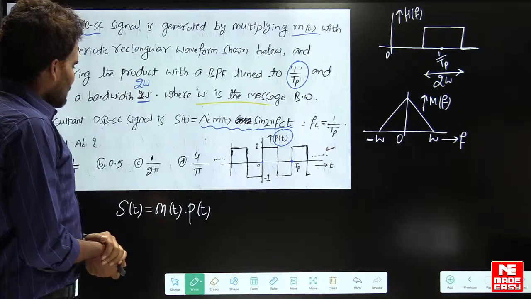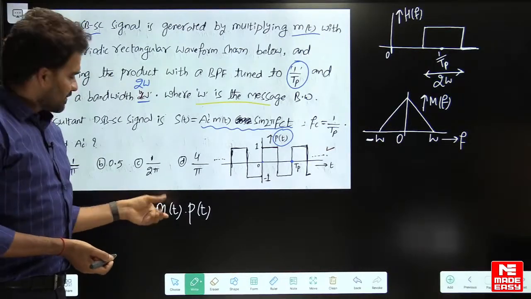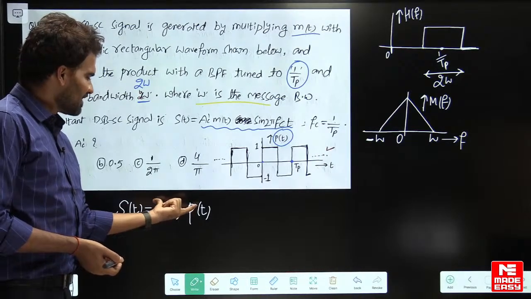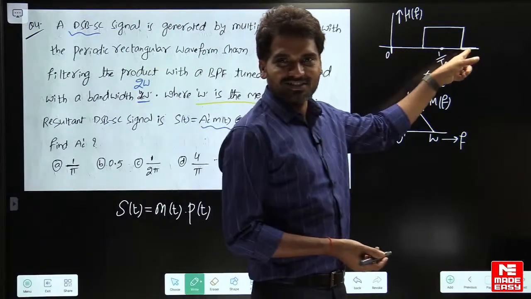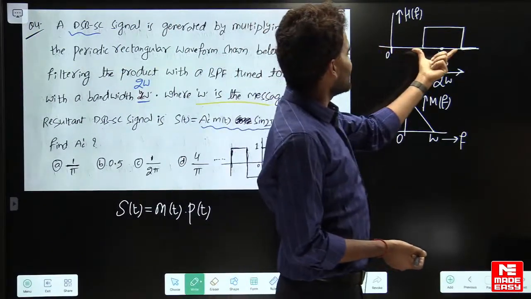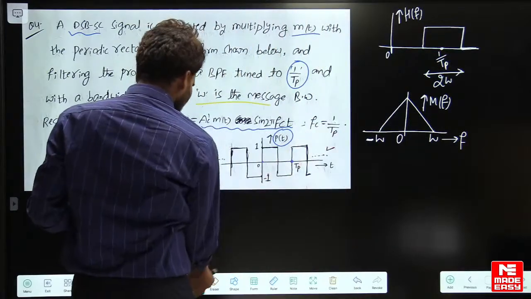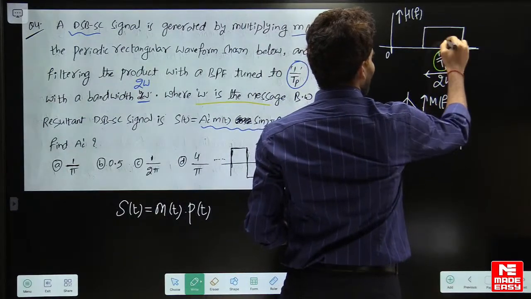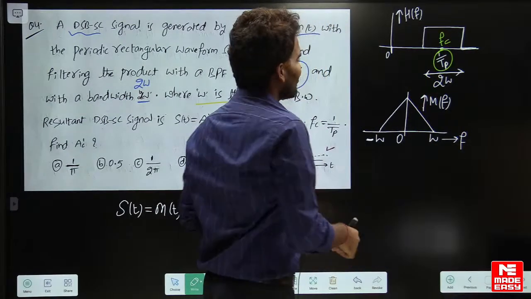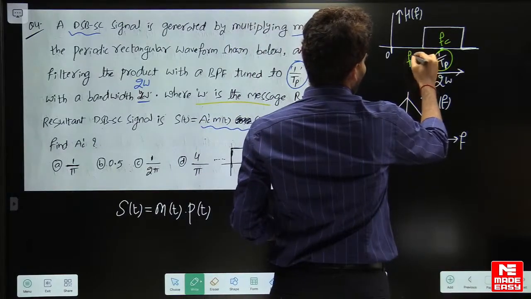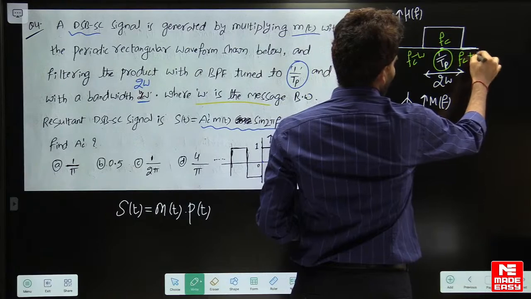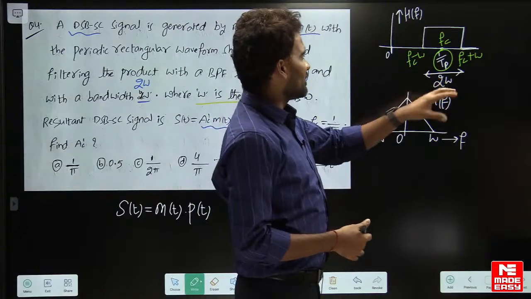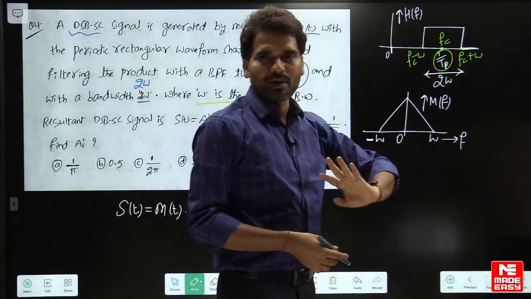This multiplied signal, this product, is passed through the band pass filter. The band pass filter allows only a band of frequencies. Since 1 by Tp is Fc, the band pass filter is centered at Fc. A bandwidth of 2 omega means it allows from Fc minus omega to Fc plus omega. So the band pass filter is centered at Fc with bandwidth of 2 omega, allowing only this band of frequencies.